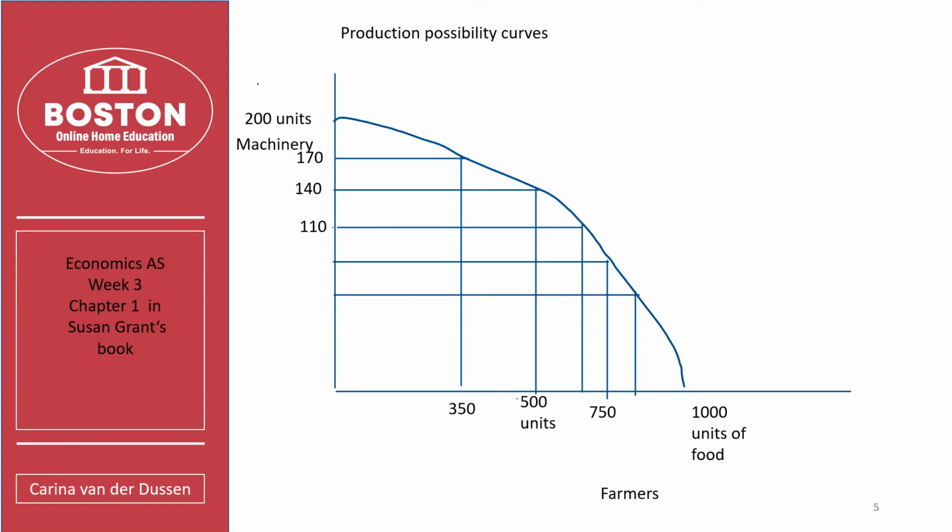Right, if we give up another 30 machinery units, we will gain food again, but now this is becoming smaller. So we are giving up the same amount, but we are gaining less and less. Right, so if we start with food, if we would like to gain 350 units of food, we only have to give up 30 units of machinery.